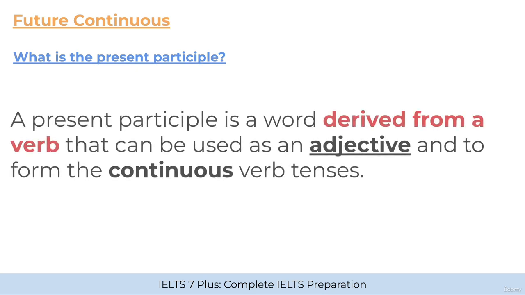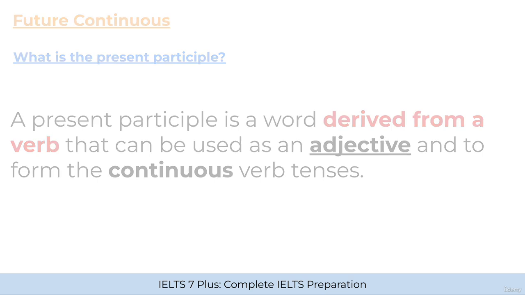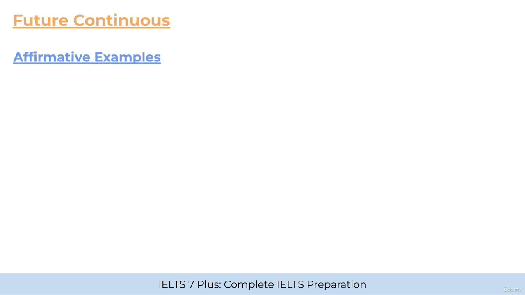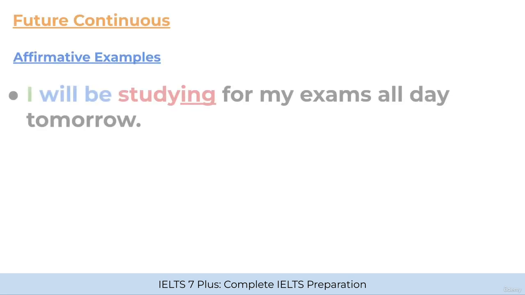Before we look at some examples, let's think about this idea of the present participle. What exactly is it? Well, a present participle is a word derived from a verb, so taken from a verb if you like, that can be used as an adjective and also to form the continuous verb tenses. Right, so we see this quite a lot. This comes up, and it is simply created by adding that ing to the base form of the verb. Okay, so with that knowledge, let's go into some affirmative examples.